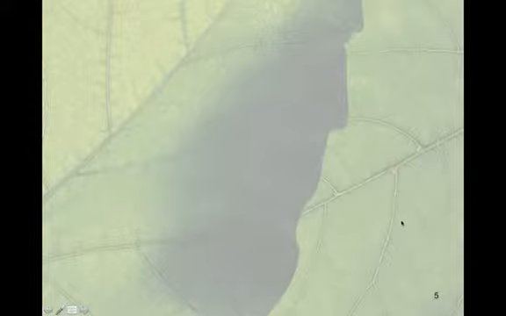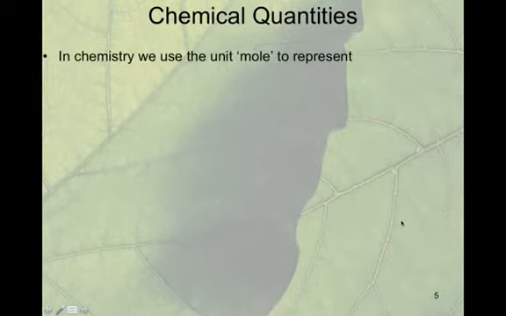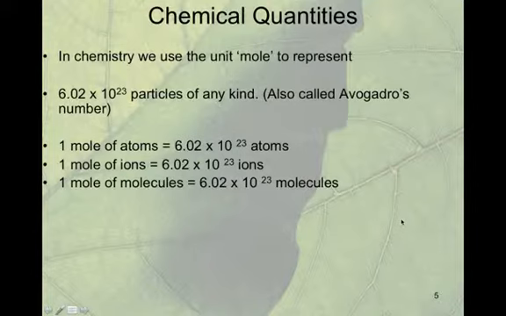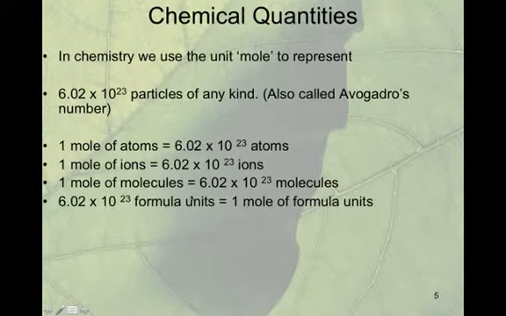The mole. In chemistry, we use the unit of mole to represent an extremely large number. 6.02 times 10 to the 23rd. And of course, it's also called Avogadro's number. But 1 mole of atoms equals 6.02 times 10 to the 23rd atoms. The same is true for a mole of ions, a mole of molecules. 6.02 times 10 to the 23rd formula units equals a mole of formula units.